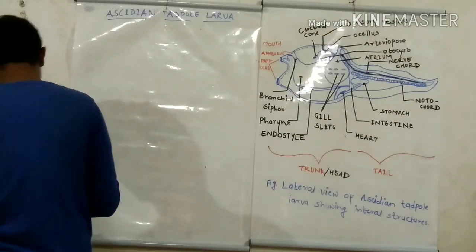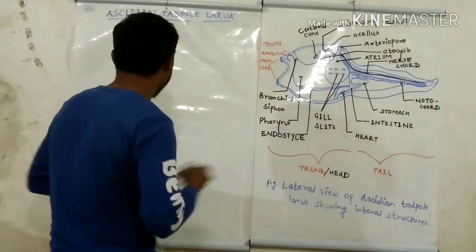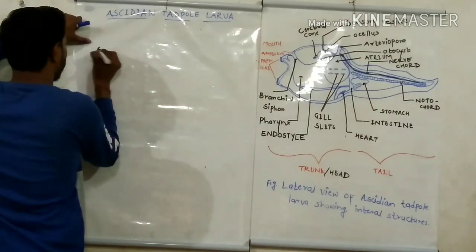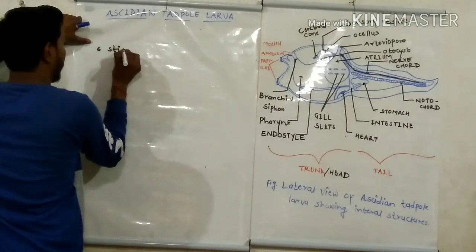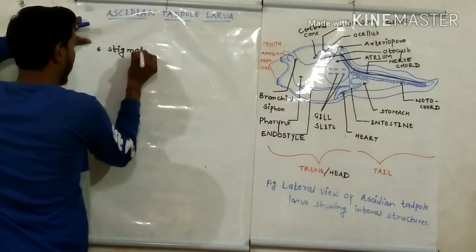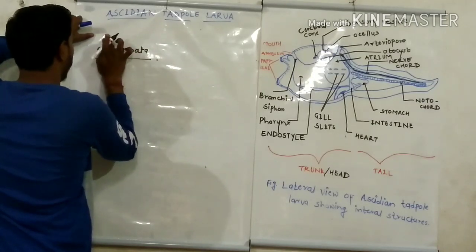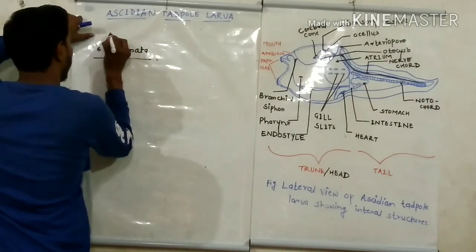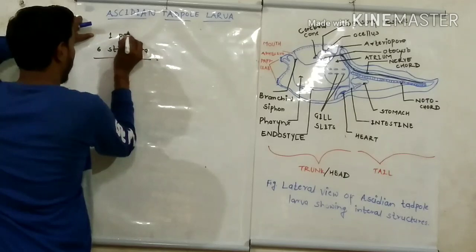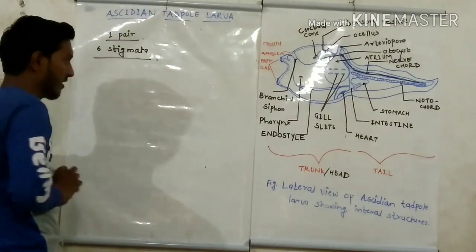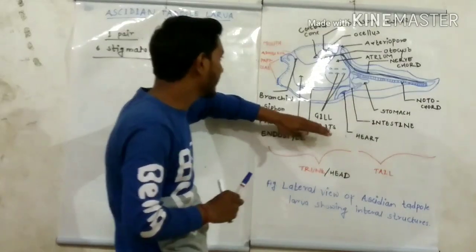for respiration. There are 2 lateral gill slits, one pair on each side, and by splitting of this one pair of gill slits on each side, it gives rise to the 6 stigmata.